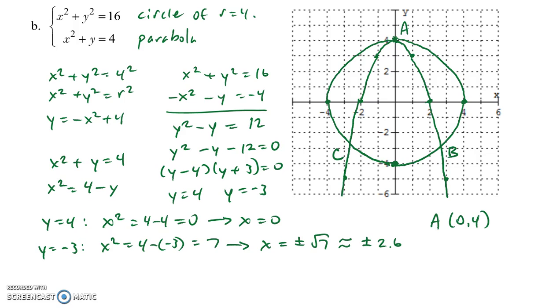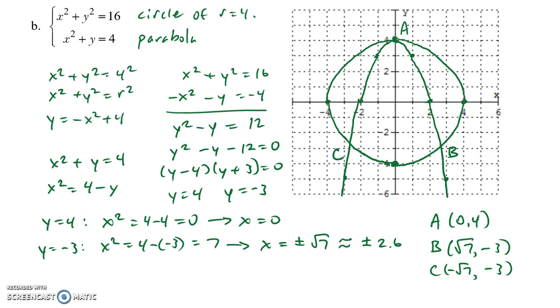And then when y is negative 3, x is plus or minus the square root of 7. That would correspond to point B, where we would use the positive square root of 7, negative 3, and point C, where we'd use the negative square root of 7, and then again y is negative 3. So for points B and C, the y coordinate should be negative 3.